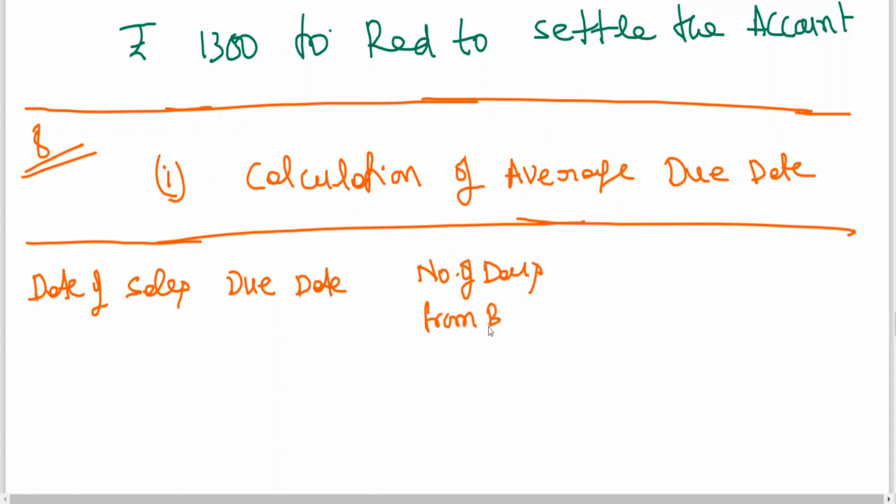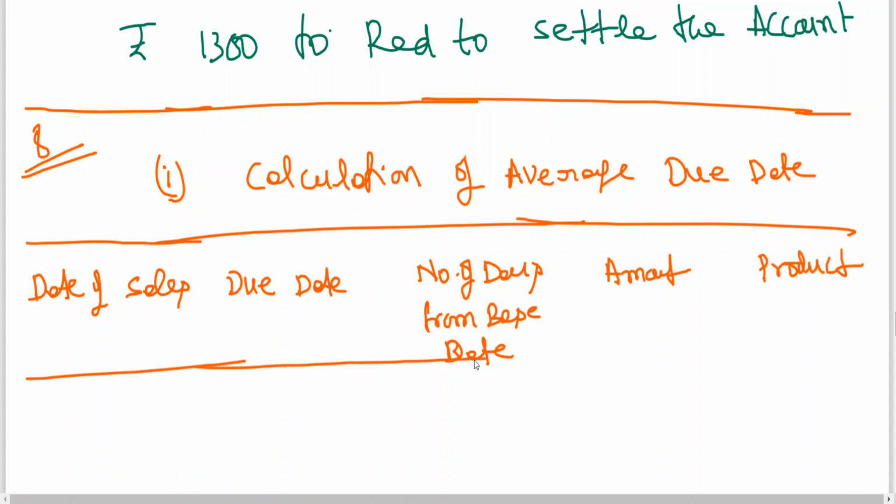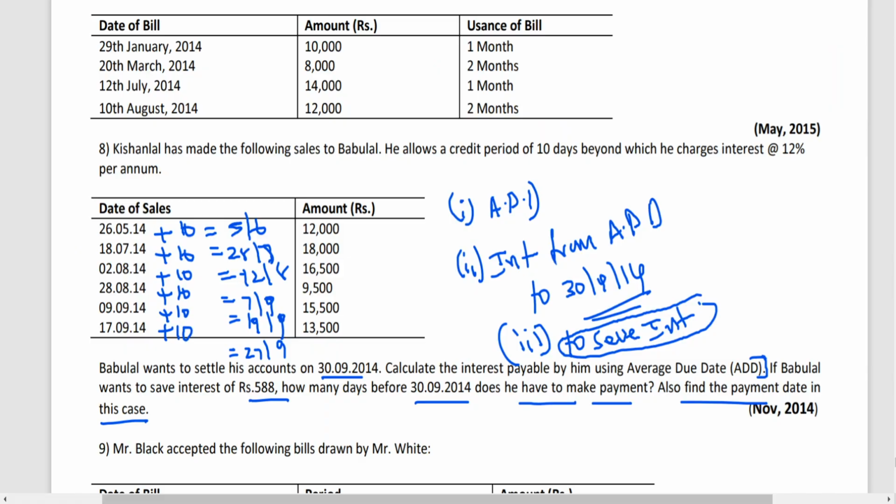The base date always you should select from due date. If due date is not given, date of sales we can take. Number of days from base date. Then amount. Then comes product. Okay, let me take these days first.